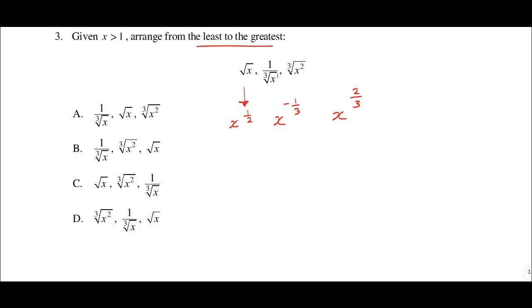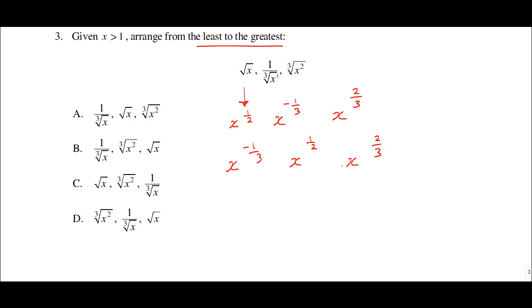They wanted from least to greatest, so the least would have been this one. So this one would go first, x to the negative 1/3, and then we'd have x to the 1/2, and then x to the power of 2/3. Now keep in mind that they don't want you to express it in this exponential notation. They want you to write it in the radical notation part here.